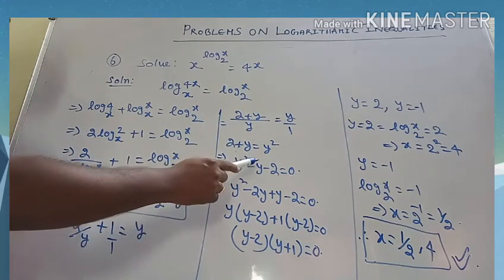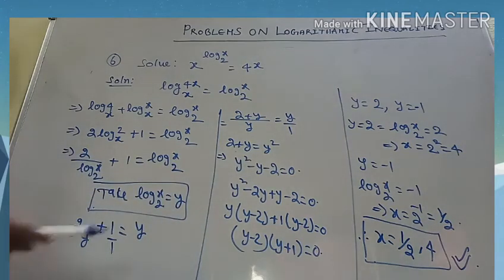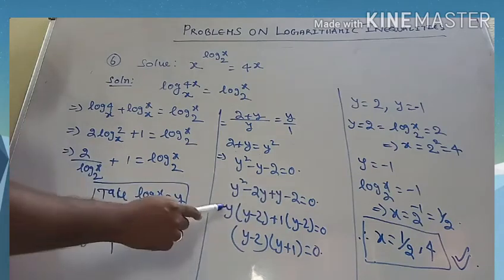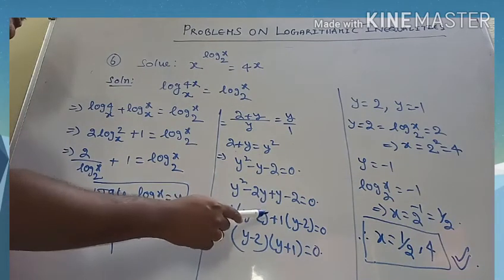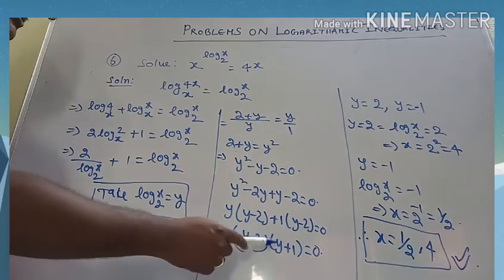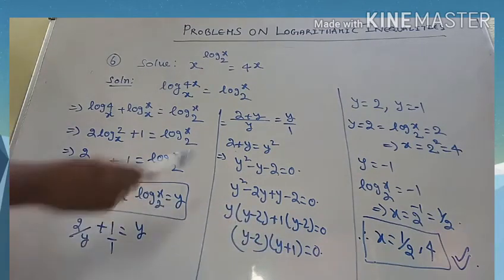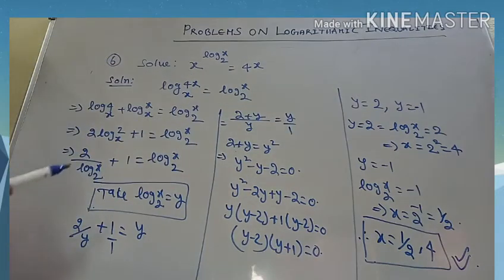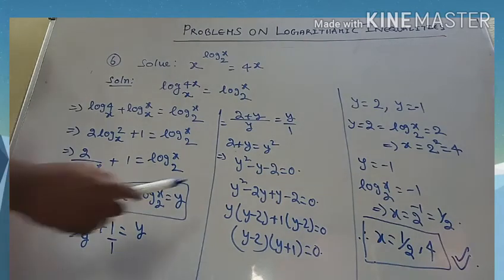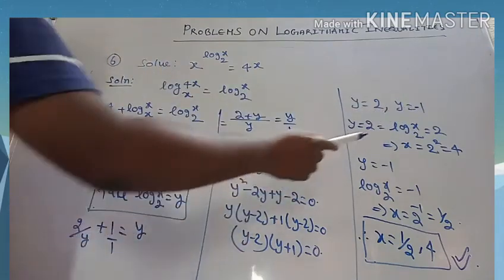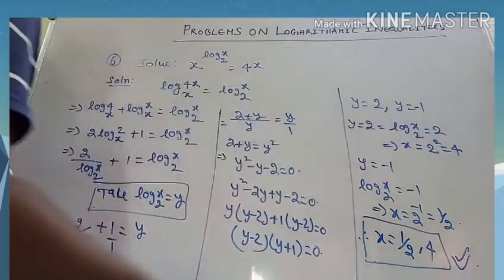Now y square minus y minus 2 equal to 0. Now this is y square minus 2y plus y minus 2 equal to 0. Now if you take y common, y into y minus 2 plus 1 into y minus 2 equal to 0. Now y minus 2 into y plus 1 is equal to 0. Now y is equal to 2 comma y equal to minus 1, right? Once we have got y is equal to 2 comma y equal to minus 1, y equal to 2 means log x to the base 2 equal to 2. That means x is equal to 2 square, that is 4, right?